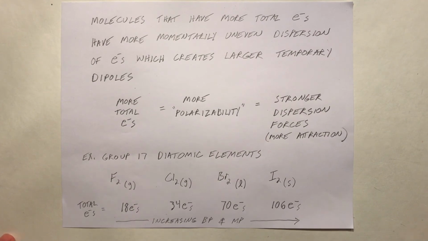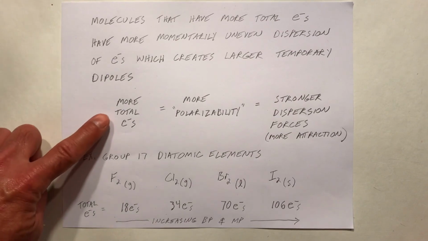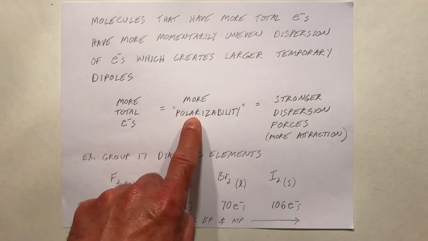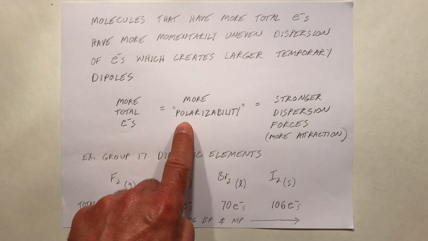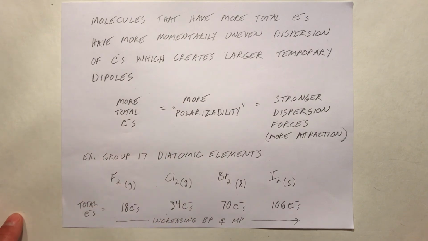Well, you can take a look at the total number of electrons in the molecules, and knowing that if we have more electrons, there's more polarizability or more tendency to have a larger uneven distribution of electrons momentarily, and that would create stronger dispersion forces or more attraction between the molecules.